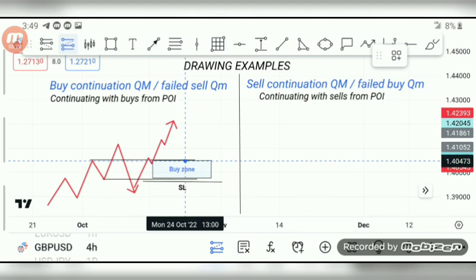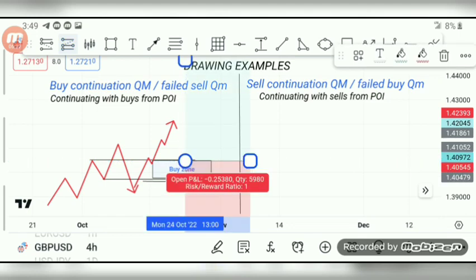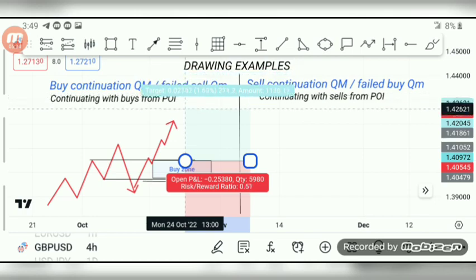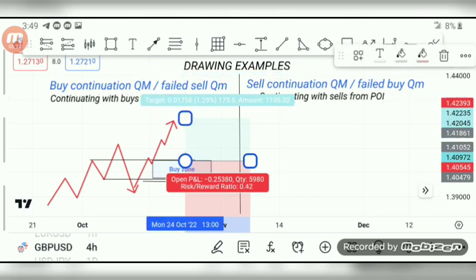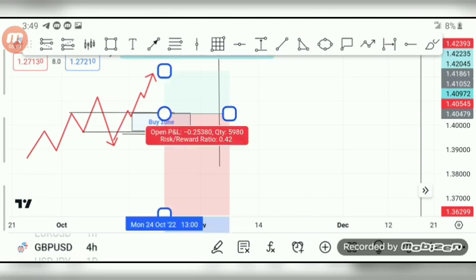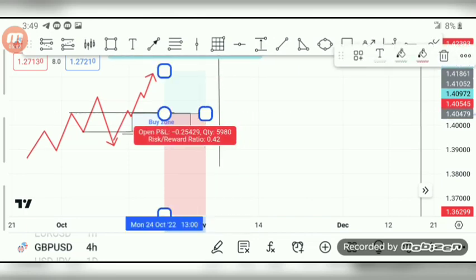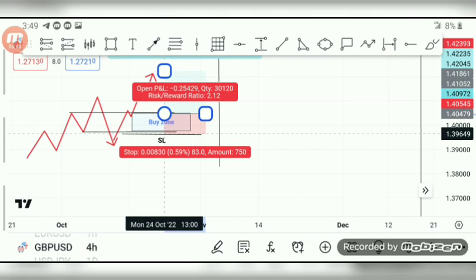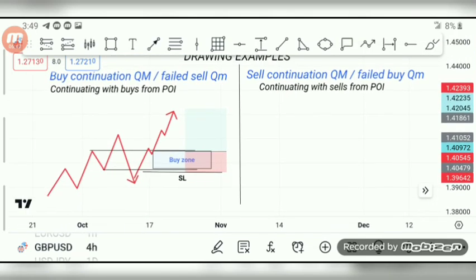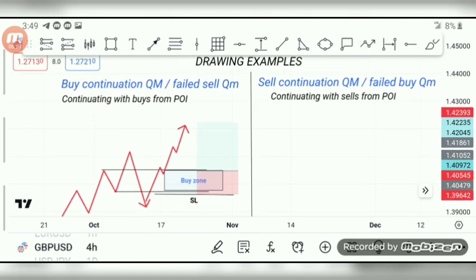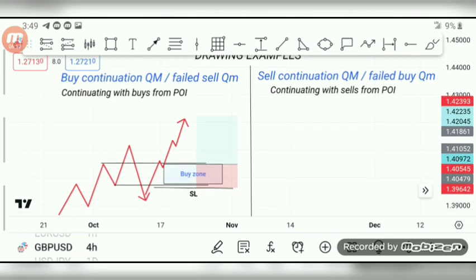From here, we shall be looking at going long, targeting highs based on the previous points in the market. Stop loss just there. That is a buy continuation QM. Just as simple as that, and you're good to go. Make that money with a free mind.